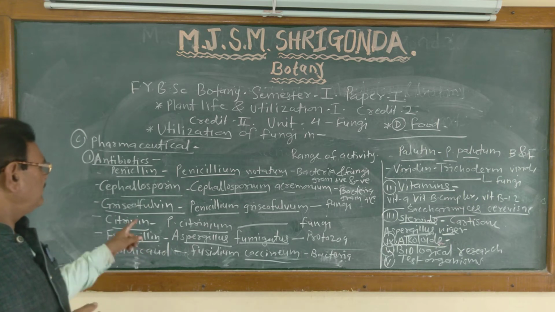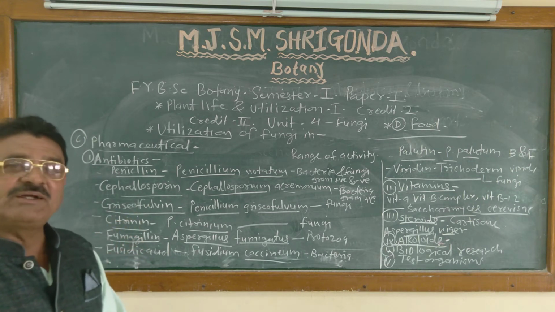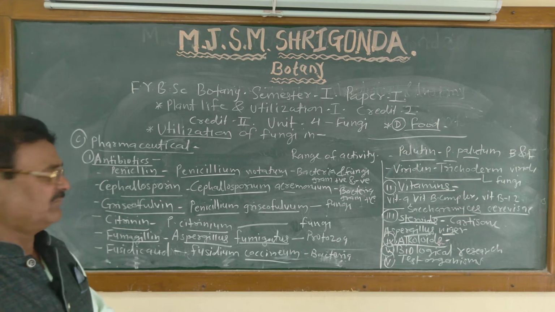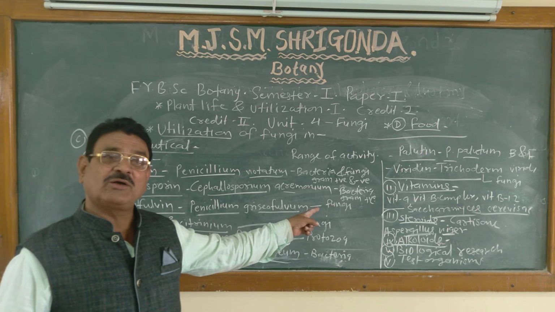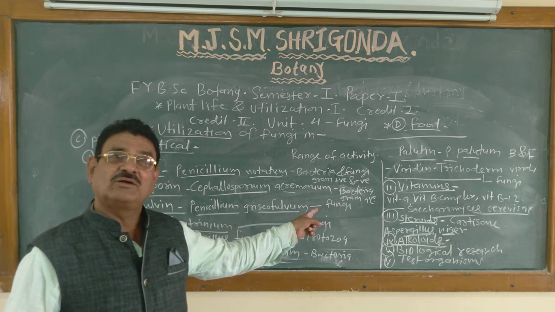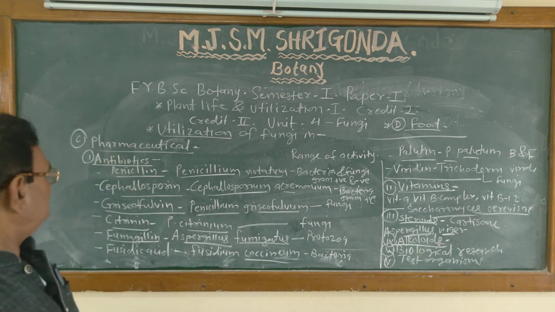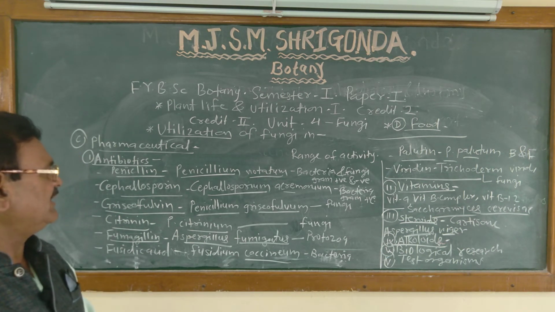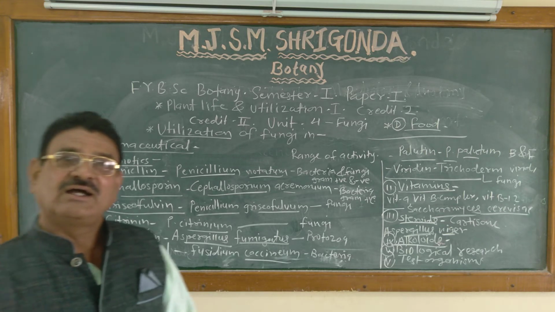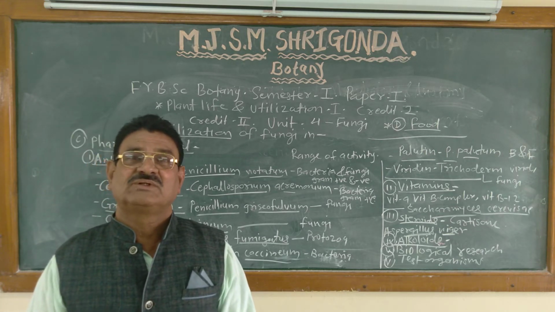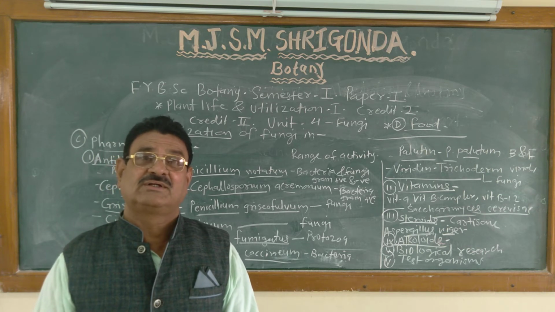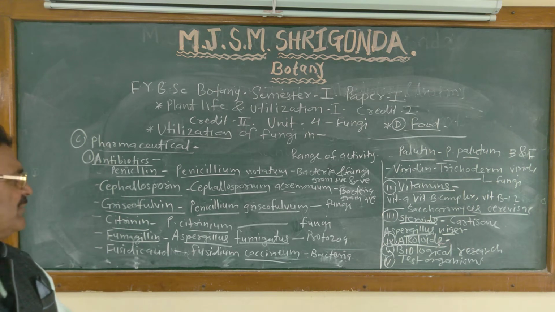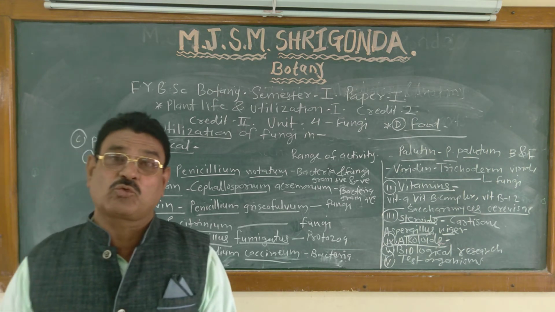Then griseofulvin antibiotic. This is obtained from Penicillium griseofulvum. The range of activity of this fungus is to control fungi. Then citrinin, from Penicillium citrinum. This antibiotic is against fungi. Then next, fumagillin antibiotic. It is obtained from Aspergillus fumigatus against protozoa.